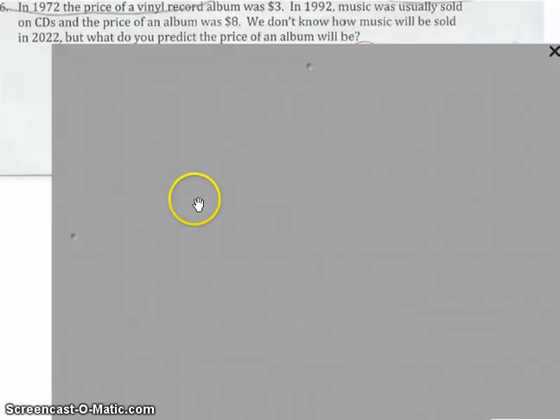Next one. Now we go to another word problem. Here we're talking about the price of vinyl record albums. In 1972, now remember, first of all, I said big numbers like 1,972 become a pain to deal with, even with a calculator, let alone by hand. Why not make that year 0? So then 1992 becomes year 20. It's 20 years later. And 2022 becomes year 50.